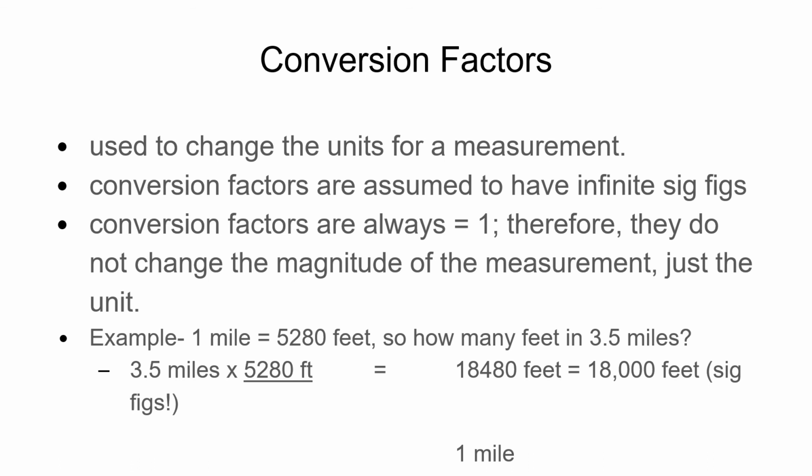For example, 1 mile is 5,280 feet, but how many feet are in 3.5 miles? So you can look at 3.5 miles times 5,280 feet. The conversion factor itself doesn't change the precision of the measurement. And you end up with 18,000 feet. 18,000 feet has two significant figures, just like 3.5 miles has two significant figures.